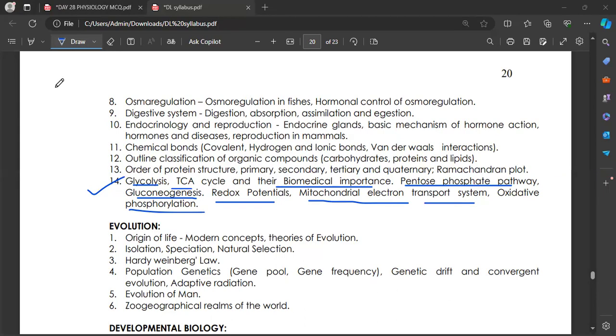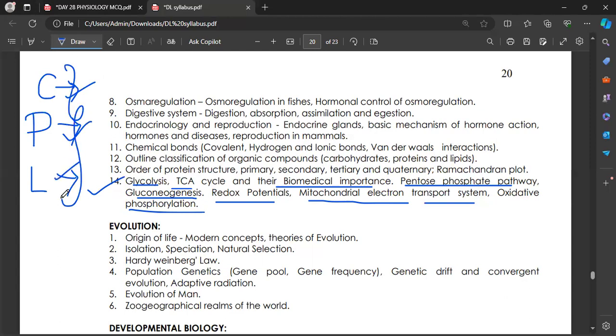Carbohydrates. See, carbohydrates, proteins, and lipids. Carbohydrate chemistry and metabolism, protein chemistry and metabolism, lipid chemistry and metabolism. Everything will be covered tomorrow. And also, besides, you should read these cycles, glycolysis, TCA cycle. Okay, and the entire thing will be carbohydrate, lipid and proteins, both their chemistry and metabolism. Everything will be covered tomorrow.